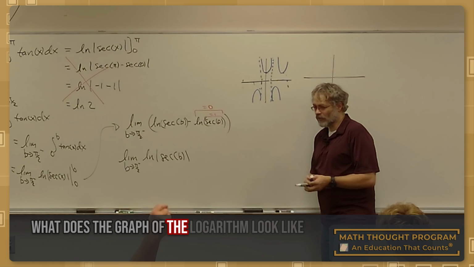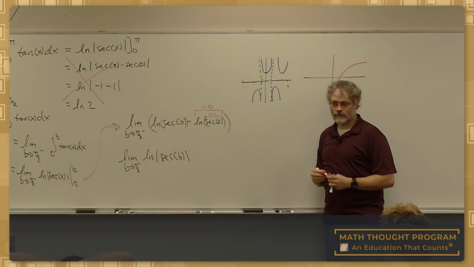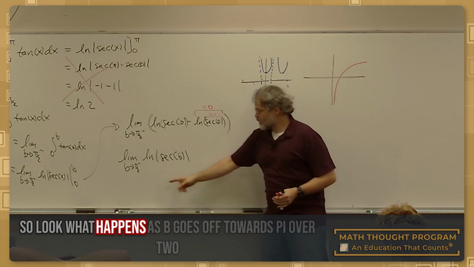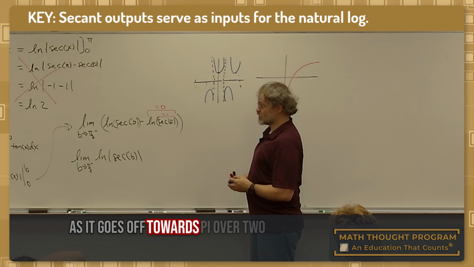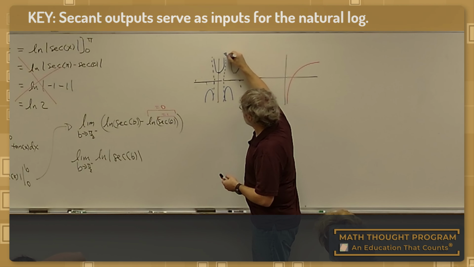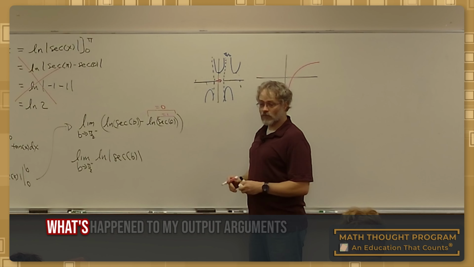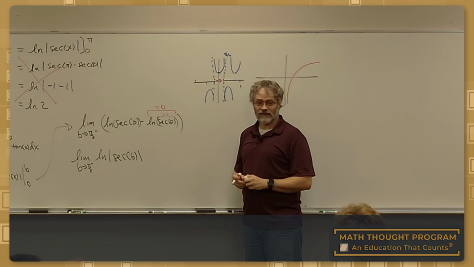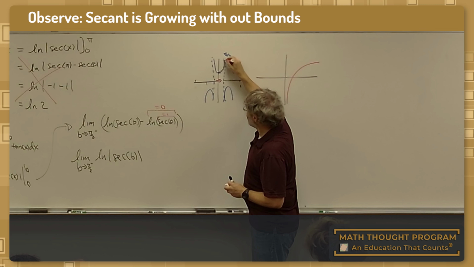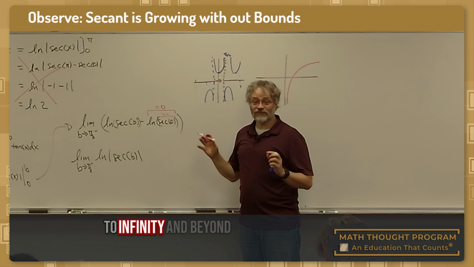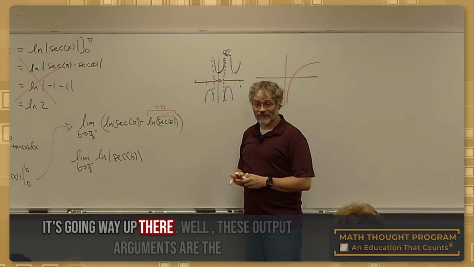What does a graph of the logarithm look like? Something like that? So look what happens as b goes off towards pi over 2. As it goes off towards pi over 2, which is right there, approaching from this direction, what's happening to my output arguments? Up and up and up and up. To infinity and beyond. It's going way up there.